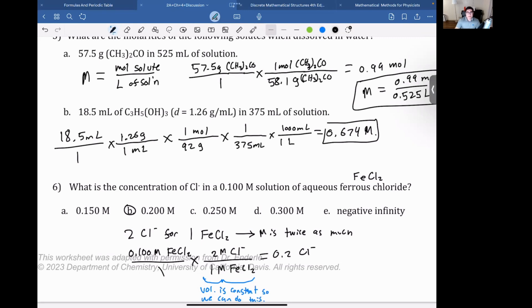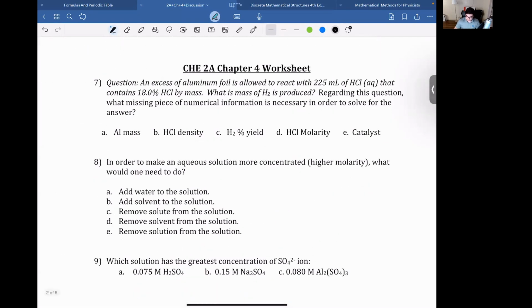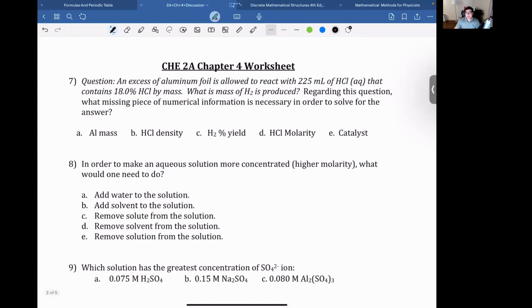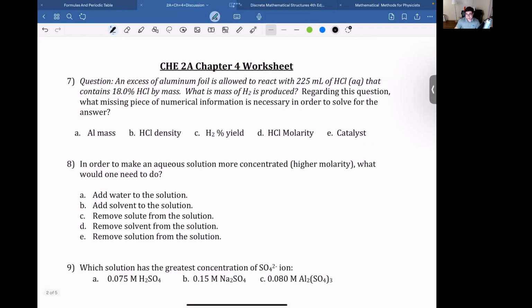If you're mixing stuff, if you're changing the volume of things from one to another, you can't just do this. So please keep that in mind. Constant volume is important because later on you'll see molarities of different things that you're adding together, and you will have to convert those to moles first. You cannot keep things in terms of molarity because you're adding different volumes of different things together. All right.